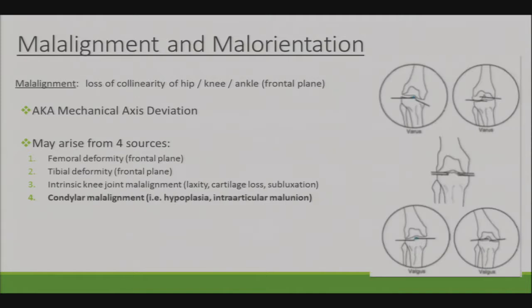And then the so-called condylar malalignment is probably best thought of as differences between the medial and lateral condyles of the femur, and between the lateral and medial condyles of the tibia. So lateral femoral condyle hypoplasia and intra-articular tibial plateau condyle malalignment can lead to alterations in the joint that affect the mechanical axis.